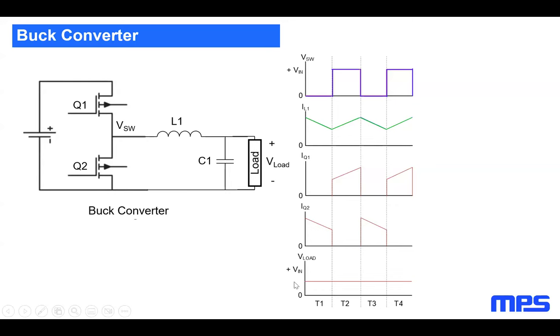Then there's another question: which circuit with input capacitors is better? This one on the left or the one on the right?